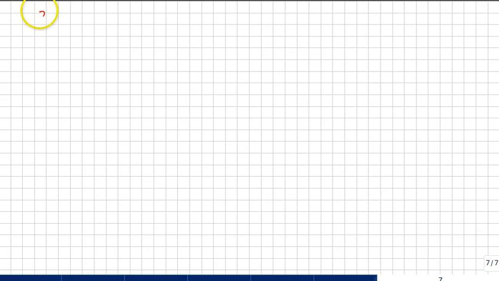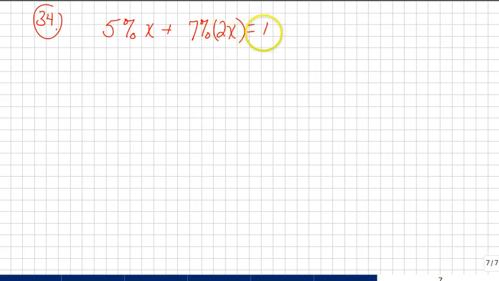That's 33. 34. Let's see, 34. Mr. Smith invested some of his money at 5%. So we multiply 5% times some of his money. We don't know how much. We'll call it x. And then 2 times more at 7%. So 7% times 2 times his money. We'll call that 2x. And he gets $100 on his return.